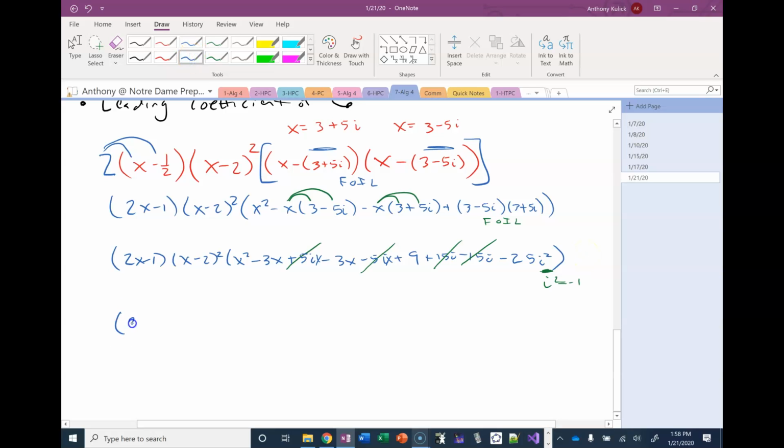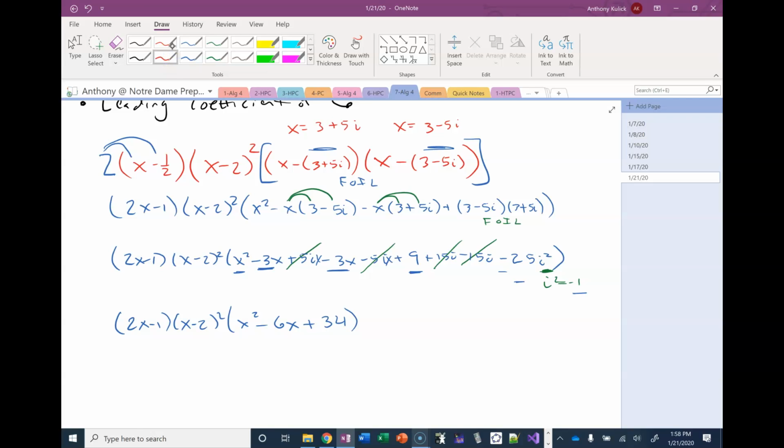So if I go and I combine my like terms now, I still have the x squared. Minus 3x minus 3x is minus 6x. Then I have 9 minus 25 times -1. Well, 25 times -1 is -25, and minus a negative is positive. So 9 plus 25 is 34. So we're good there. Now we have all integer coefficients.